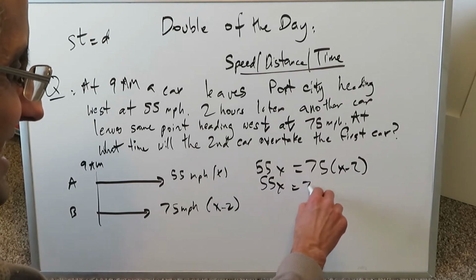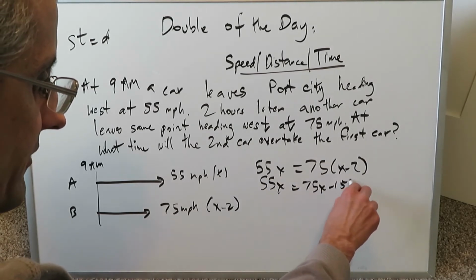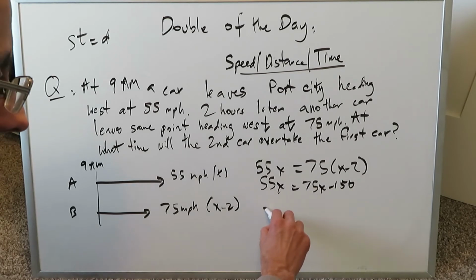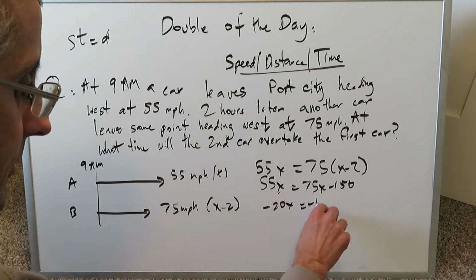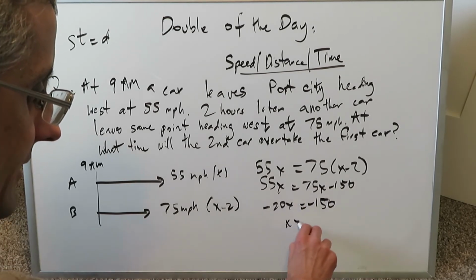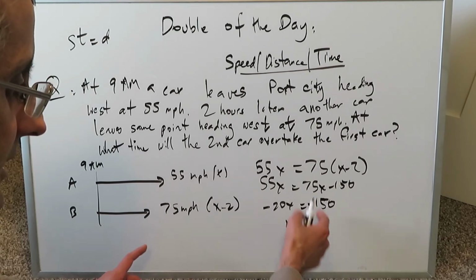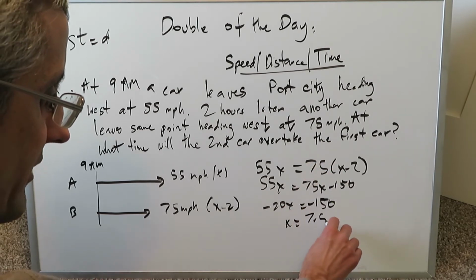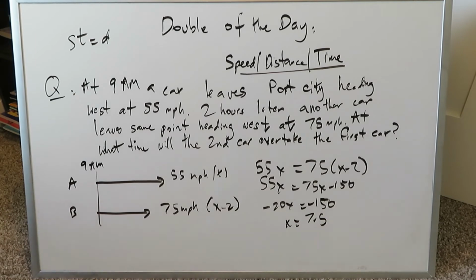55x is equal to 75x minus 150. You can take this on the other side. You have minus 20x is equal to minus 150. And x is equal to 150 divided by 20. The minuses cancel out. You get 7.5. And we know that's 7.5 hours.